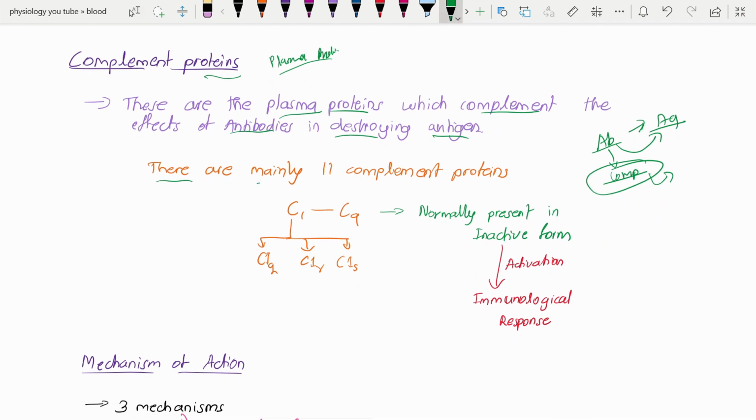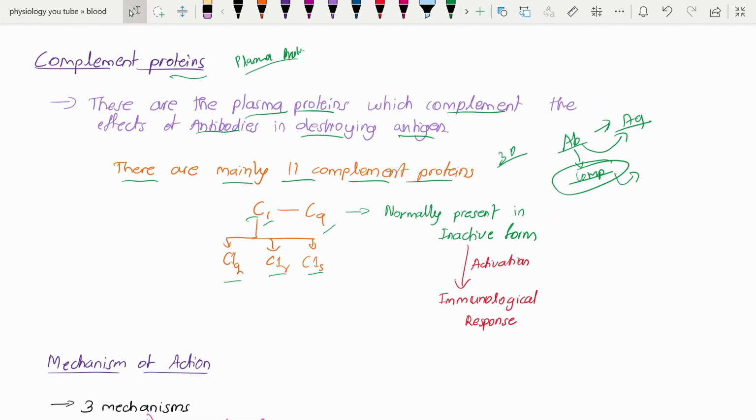There are mainly 11 complement proteins involved here. There are around 30 complement proteins, but we do not require all of them. So we will study the 11 complement proteins here, complement proteins 1 to 9. But complement protein 1 again has subdivisions: C1q, C1r and C1s. These are actually present in the blood but in inactive form.